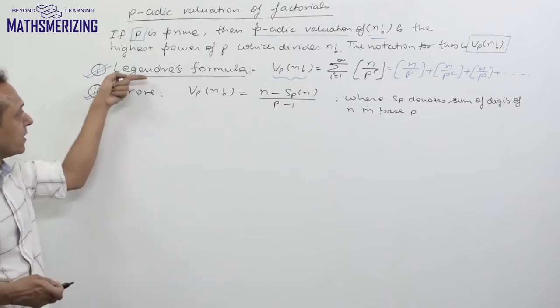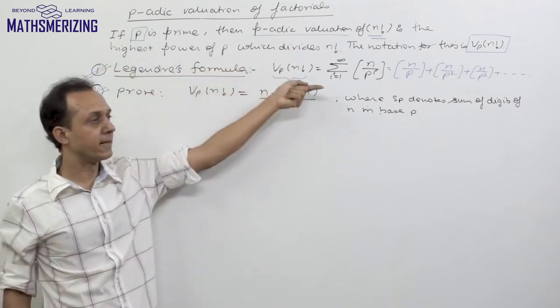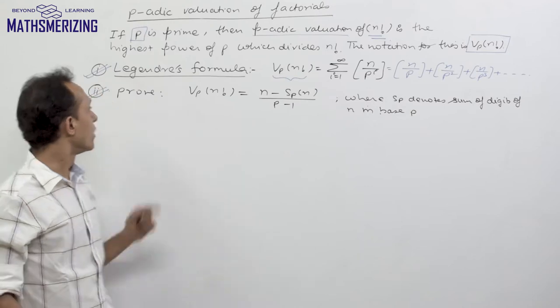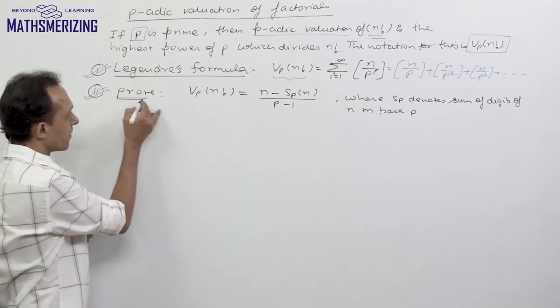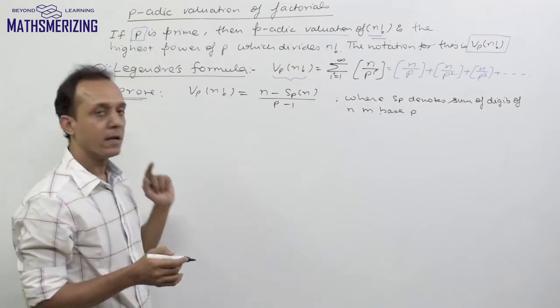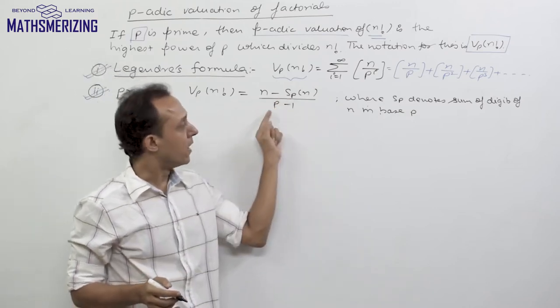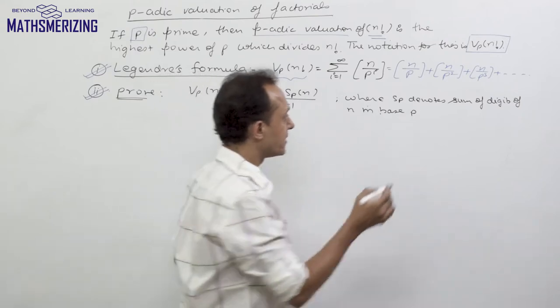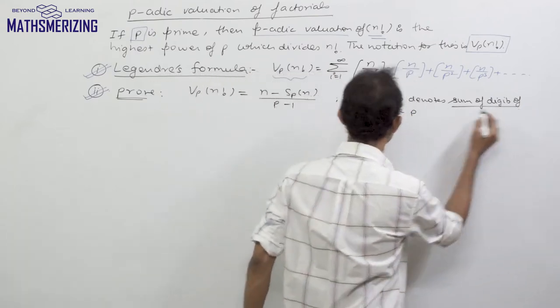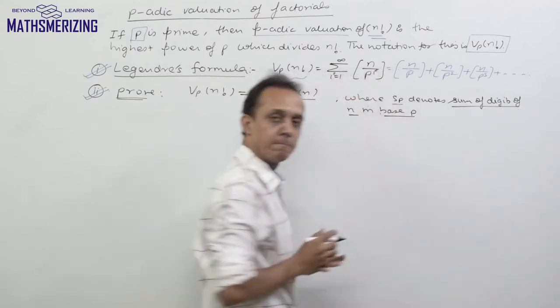So we are not interested in this formula because it is very common and it is self-explanatory. We want to prove another theorem, which is Vp factorial n is equal to n minus Sp(n) upon p minus 1, where Sp(n) denotes the sum of digits of n in base p.